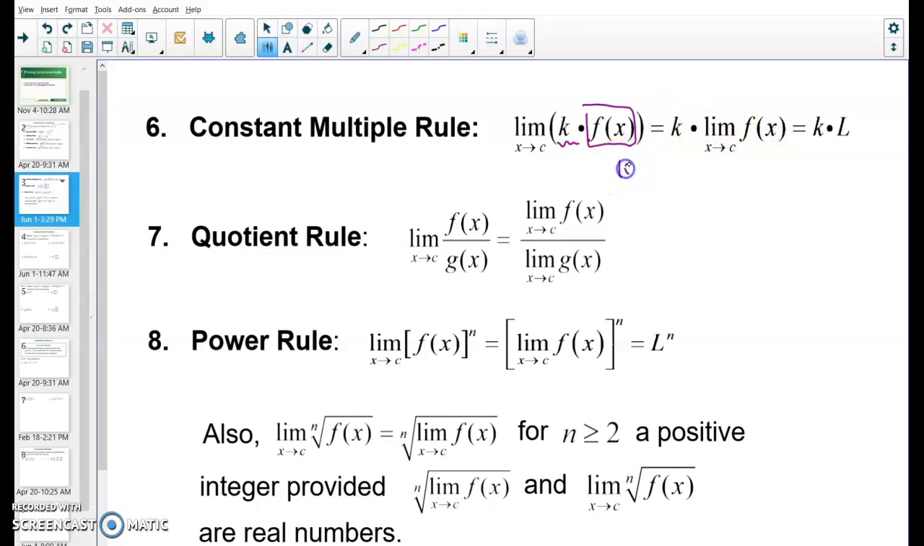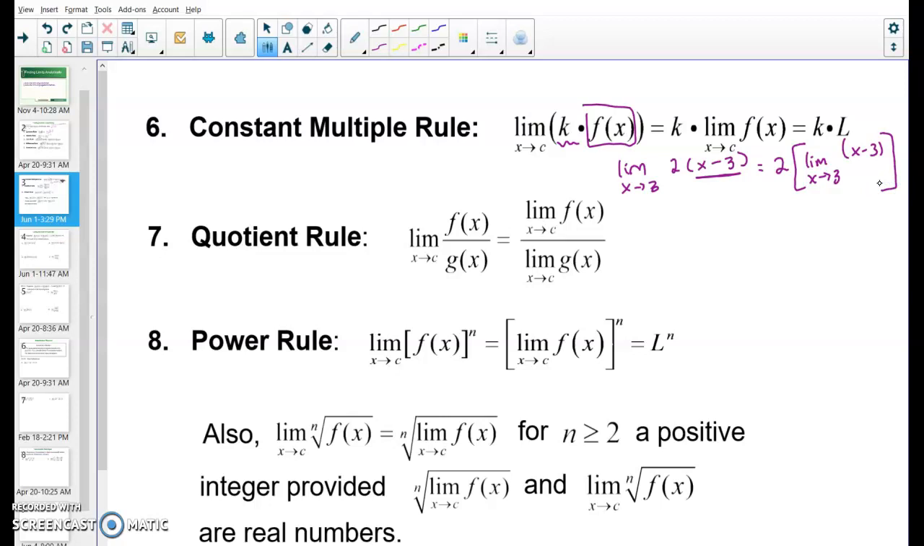Okay, so that could look something like, so here would be my f of x function. What I'm allowed to do is bring this 2 out in front, and then I can just do the limit as it approaches this x minus 3 equation, and whatever answer I get, then multiply it by 2.